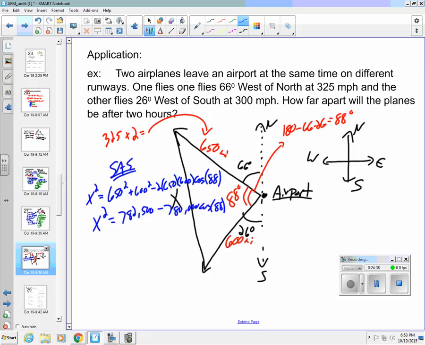Cosine 88. Right, now I put this into the calculator all in one line, just like it's written right here. I'll evaluate that part for you. You'll get 755,278.4, and then we can take the square root, find our distance, which is about 869 miles.